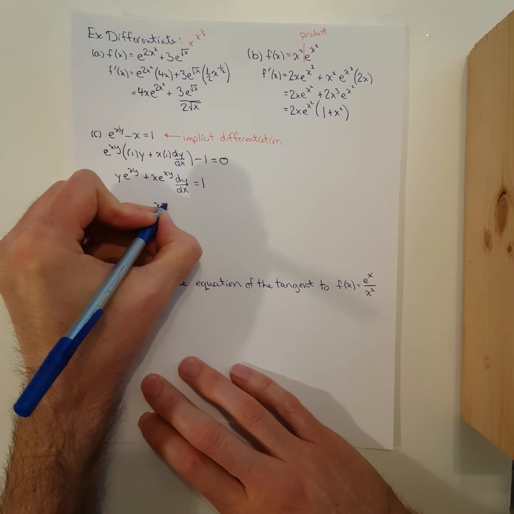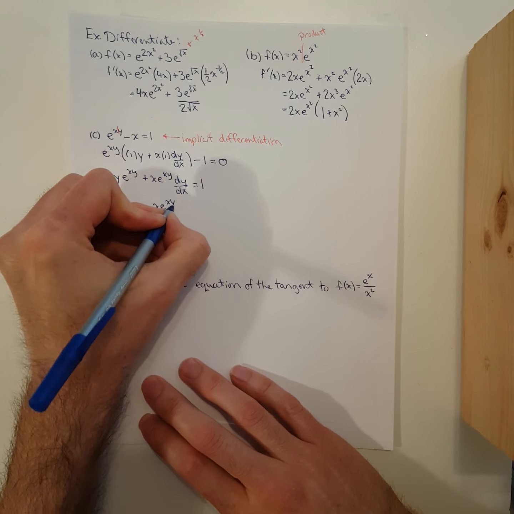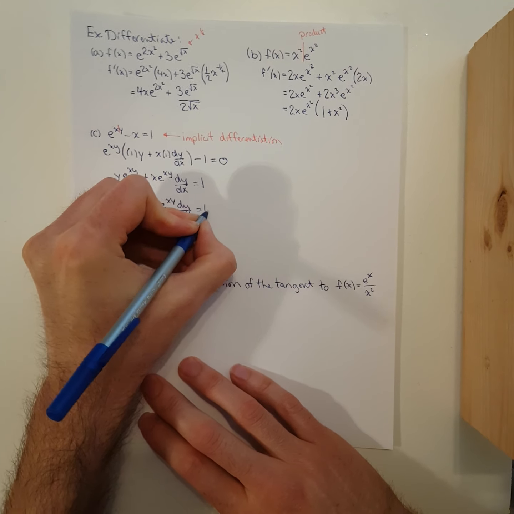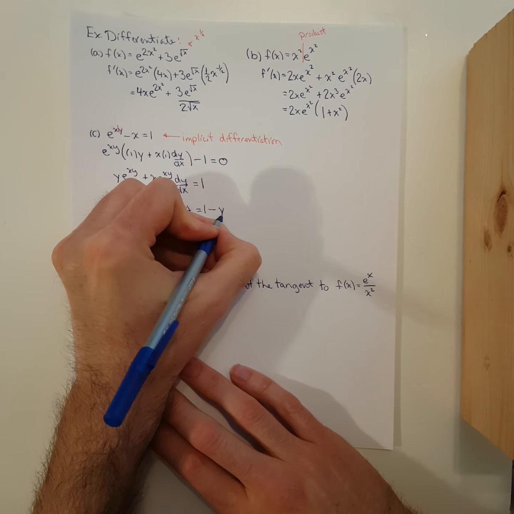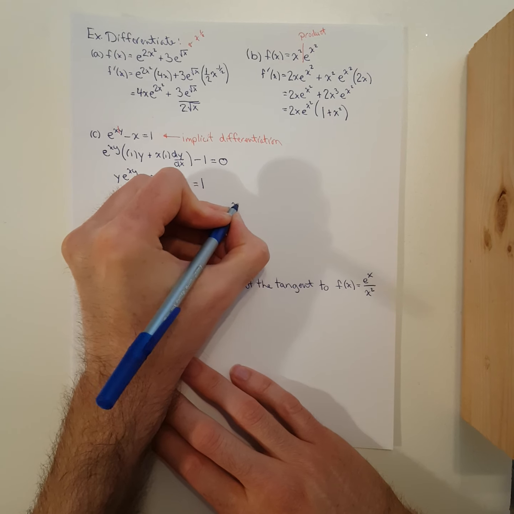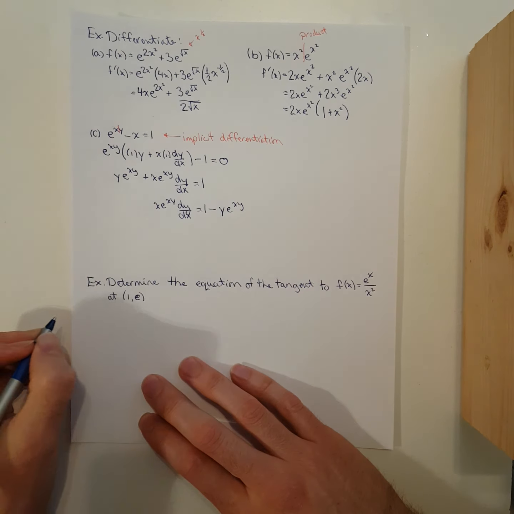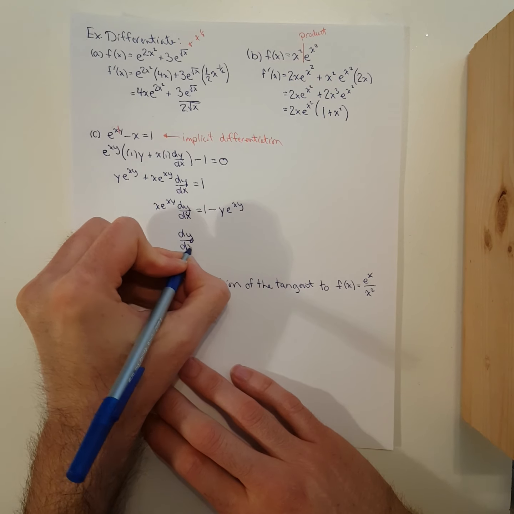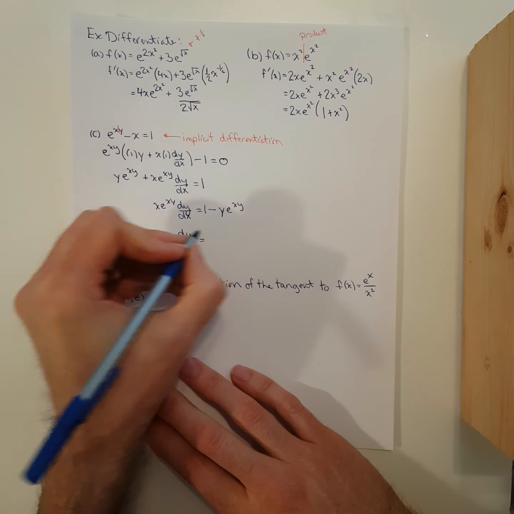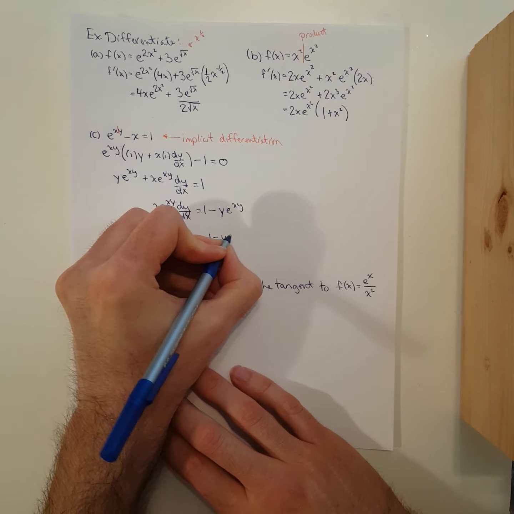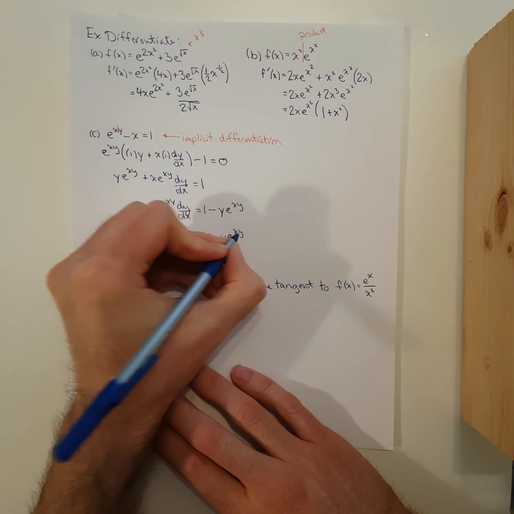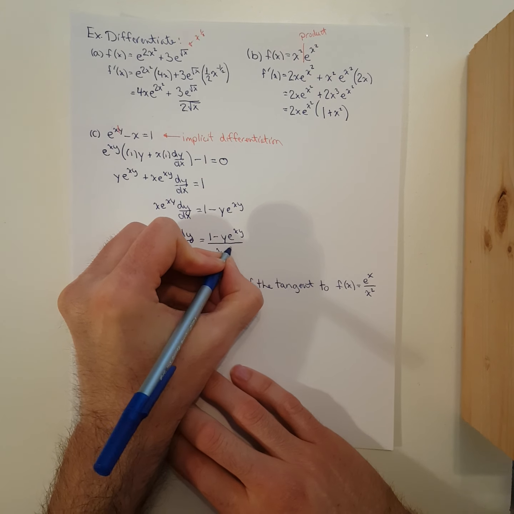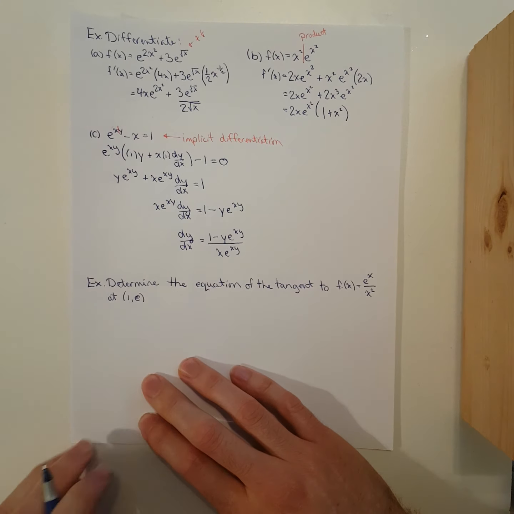So x e to the exponent xy dy by dx equals 1 minus y e to the xy. And then lastly, dividing out that coefficient, the derivative dy by dx is equal to 1 minus y e to the exponent xy, all over x e to the exponent xy.